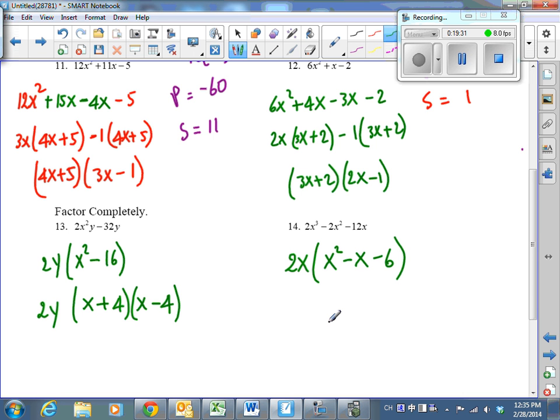We're not done again. Two numbers that the product gives me -6, the sum gives me -1. Product -6, sum -1. Yes, you do. -3 and 2. And because there's no number in front of that, that will be x minus 3 and x plus 2. Of course, you keep the 2x there.